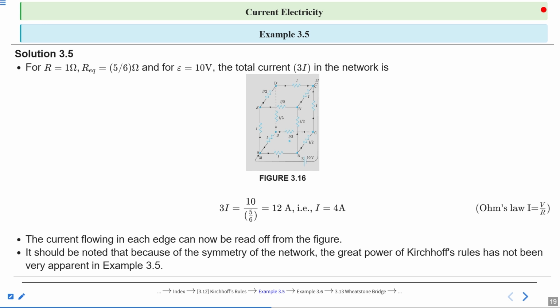It should be noted that because of the symmetry of the circuit, the great power of Kirchhoff's rules has not been very apparent in example 3.5. We have solved this problem majorly with the help of symmetry. We haven't used much of Kirchhoff's rules here due to the symmetry of the network. But if there is no symmetry in the network, we have to use Kirchhoff's laws.